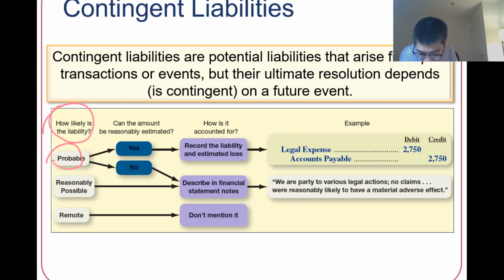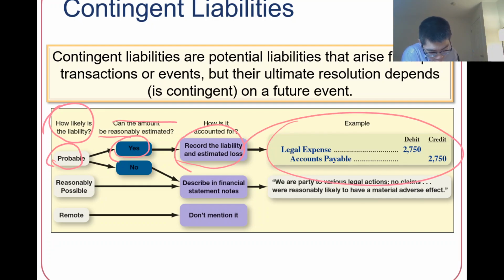If it's probable, can the amount be reasonably estimated? If yes, then we're going to record a liability and estimated loss. An example would be debit legal expense and credit accounts payable for whatever the estimated amount is, and then record it in your regular financial statements.